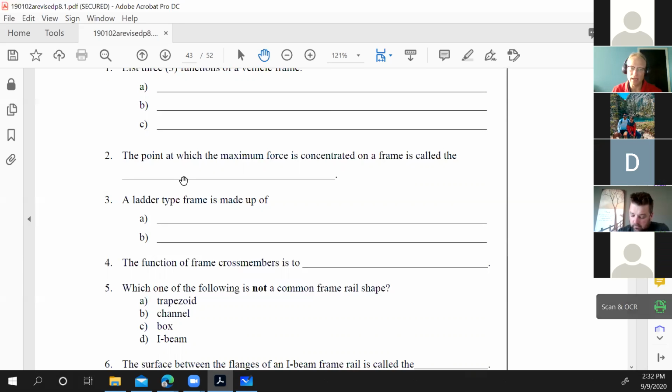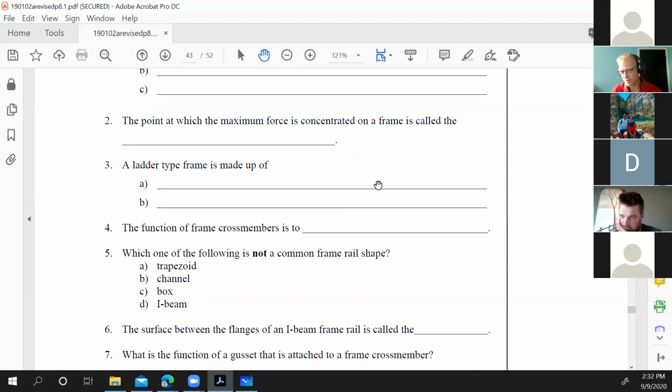So yeah, maximum bending moment is where the force is concentrated. Ladder type frame is made up of, somebody's not muted. I can hear feedback. There we go. You're muted now. A ladder type frame made up of 2 components. So you're going to have frame rails and cross members, okay, of some type.